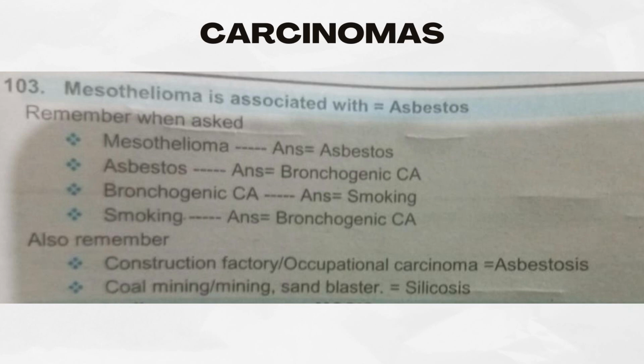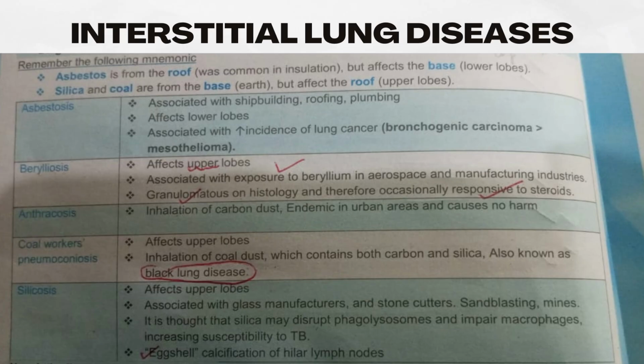The occupational carcinoma or the construction factory carcinoma is related to asbestosis, and coal mining or the sandblasters are related to silicosis. Now let's talk more about these diseases. Asbestosis is associated with shipbuilding, roofing, and plumbing. So it is from the roof.